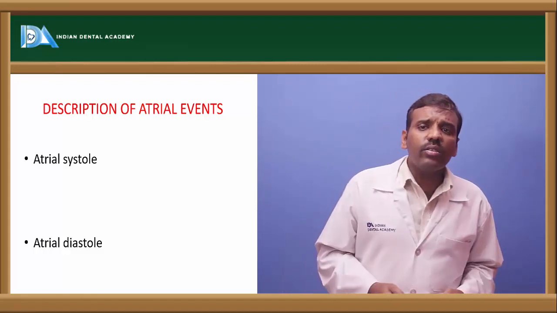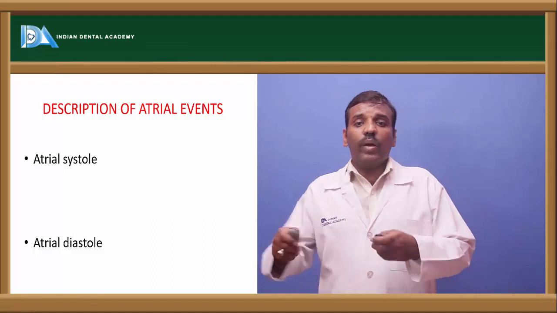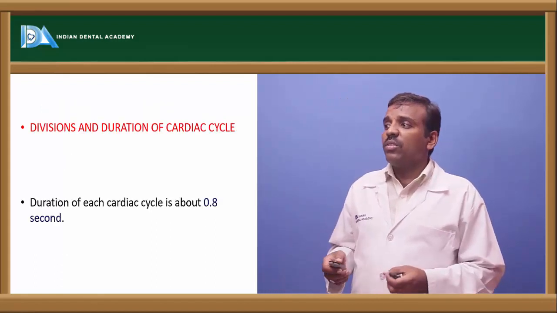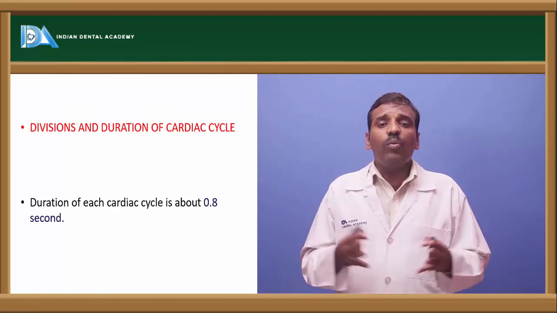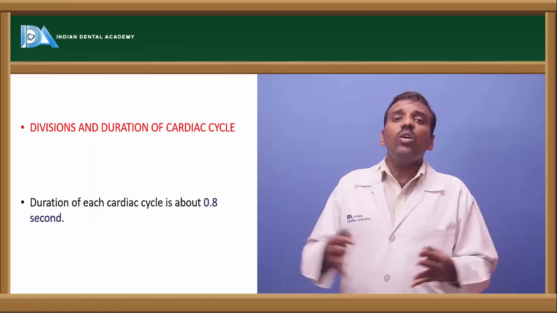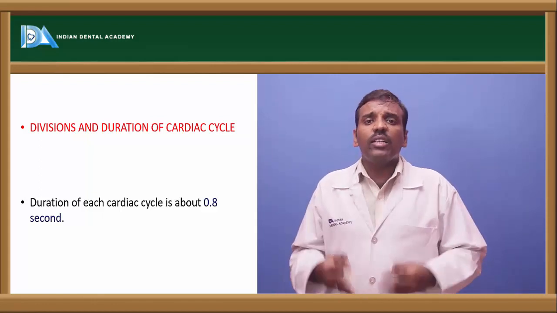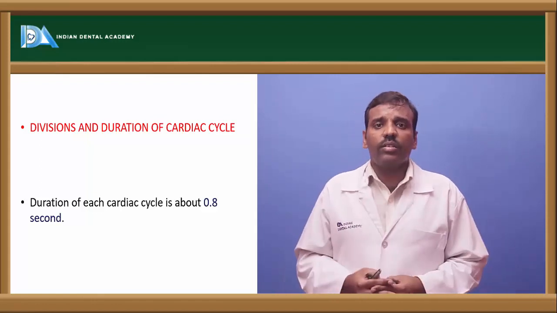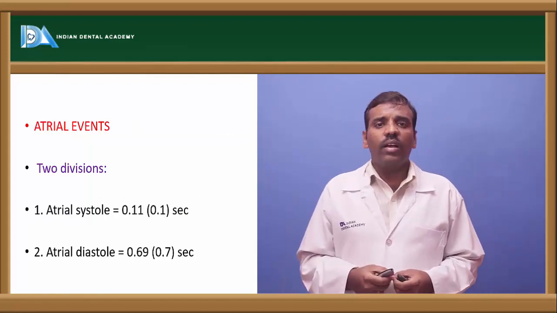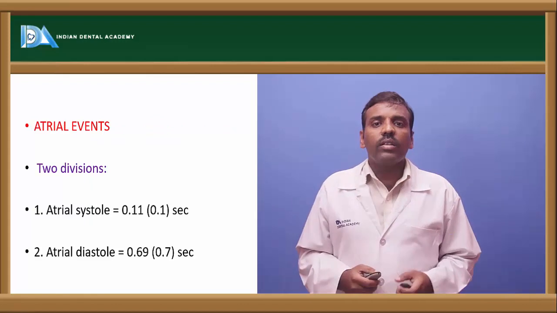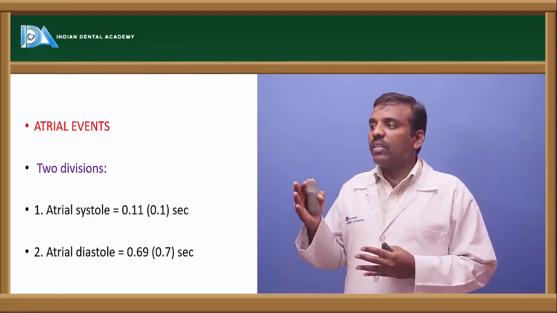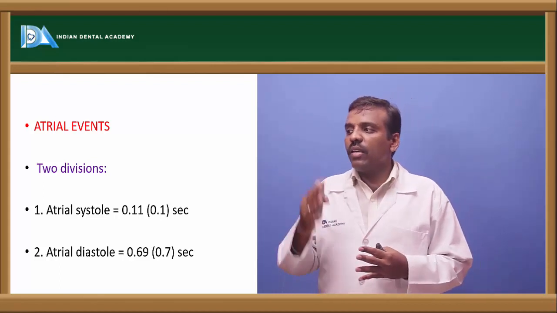And these are the divisions and the durations in the cardiac cycle. So if you see this, the atrium, how it contracts and how it relaxes. The duration of each cardiac cycle is about 0.8 seconds. How is that 0.8 seconds divided? In the case of the atrial events, there are two divisions: one is atrial systole and another one is atrial diastole.